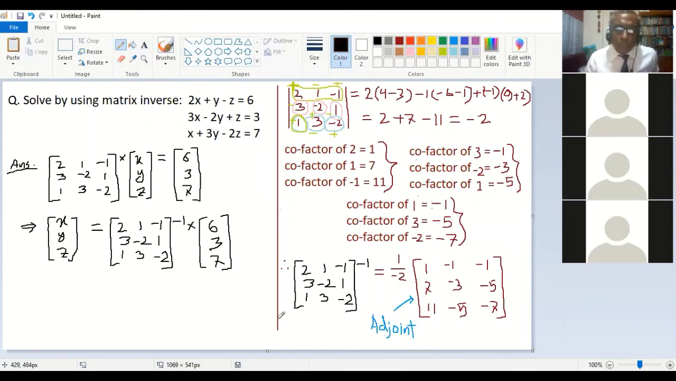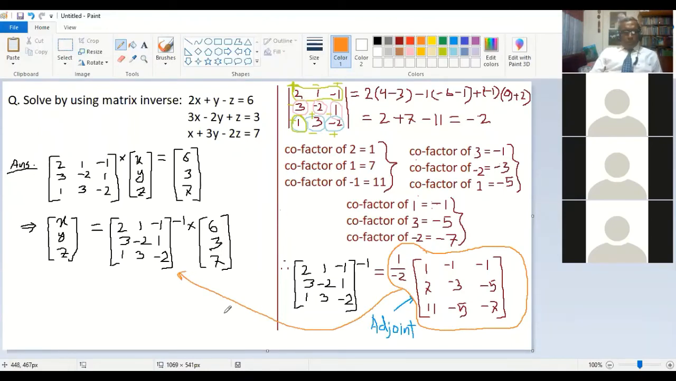Now we are taking everything we have got as the value of our inverse matrix. We are taking this whole thing here. So if you do this and take this value on the left side, it will be 1 divided by -2, and then this whole matrix.